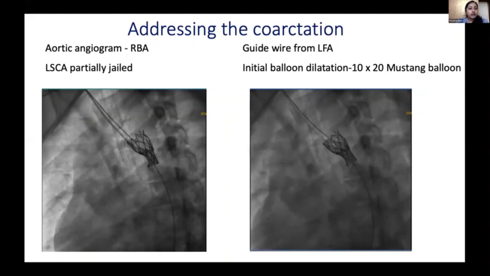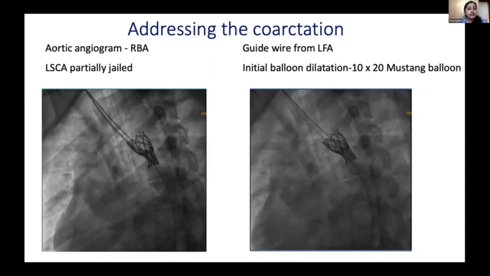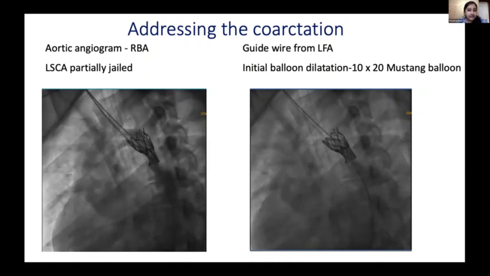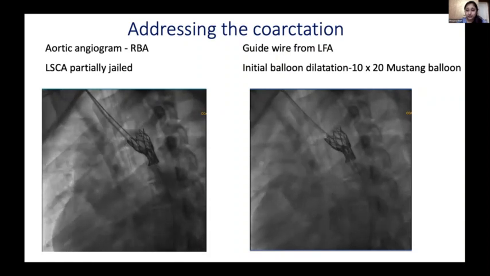Now, an aortic angiogram was done from the right brachial artery access, which demonstrates severe coarctation at the distal part of the stent and partially jailed left subclavian artery. A guide wire was advanced from the left femoral artery, and initial balloon dilatation was done with a 10×2 Mustang balloon so as to create space for the larger sheath to pass through.